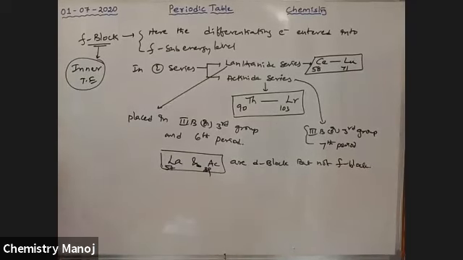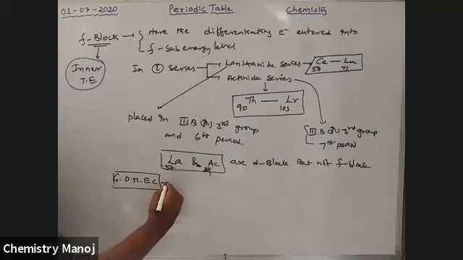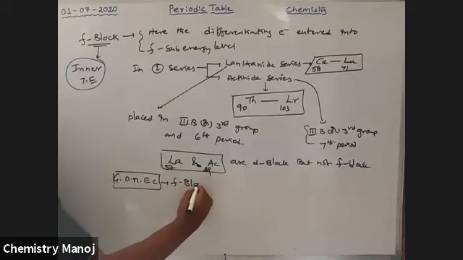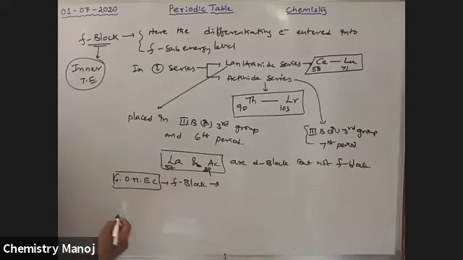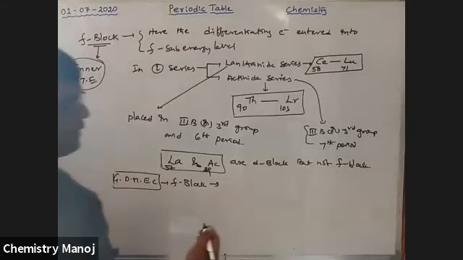Next, the general outermost electronic configuration for F block elements is, so please keep in mind.